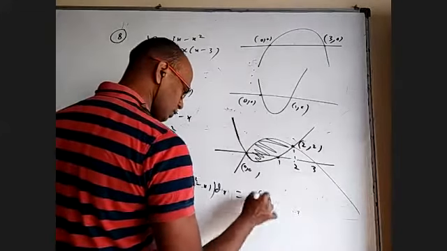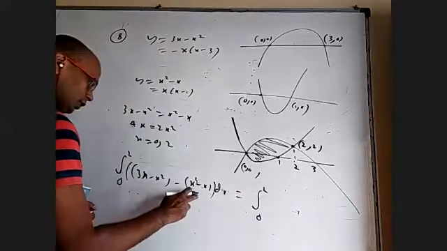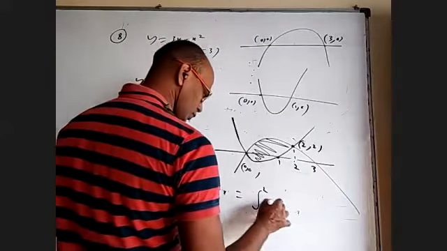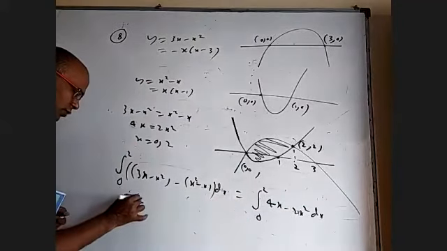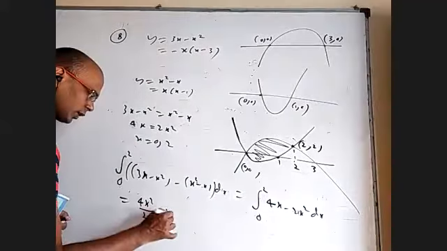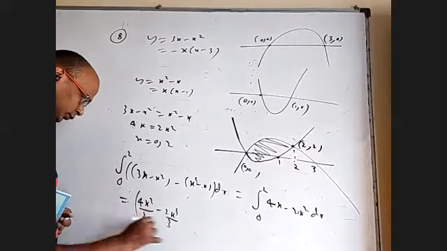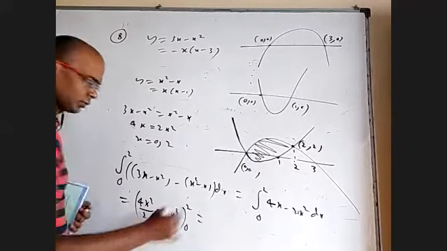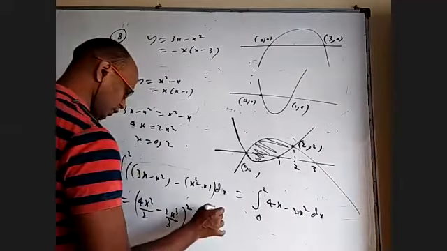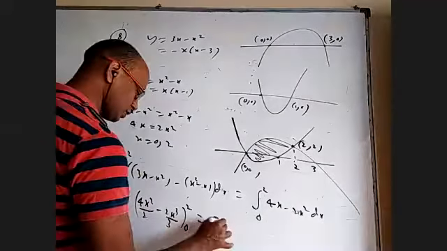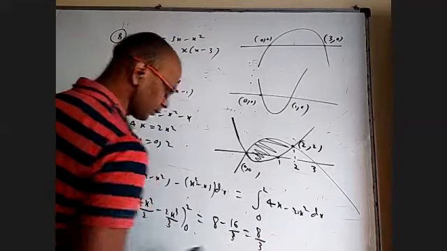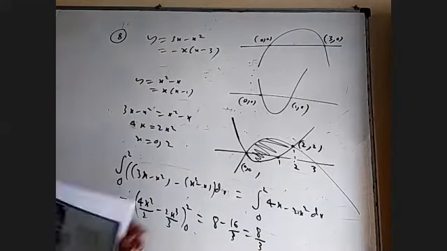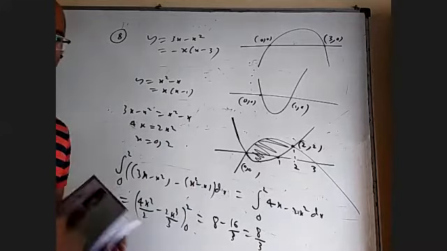That is integral 0 to 2, 4x minus 2x square. That's it. Simplify whatever comes. 4x square by 2 minus 2x cube by 3 from 0 to 2. And you put 0, everything is 0. When I put 2, it is 8, and this is 16 by 3. Finally, it is 8 by 3. Is it all right, 8th one?